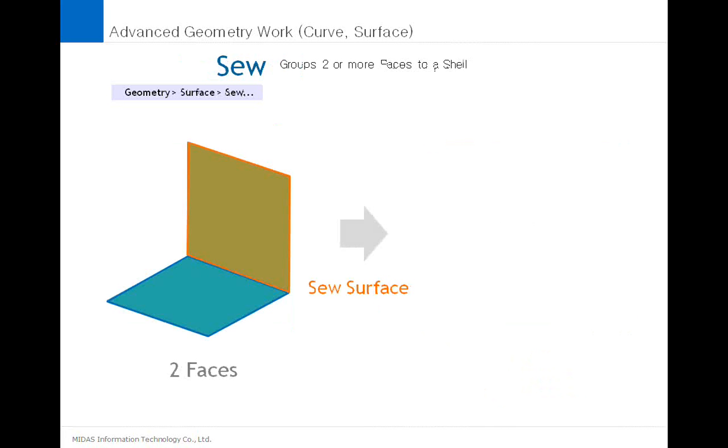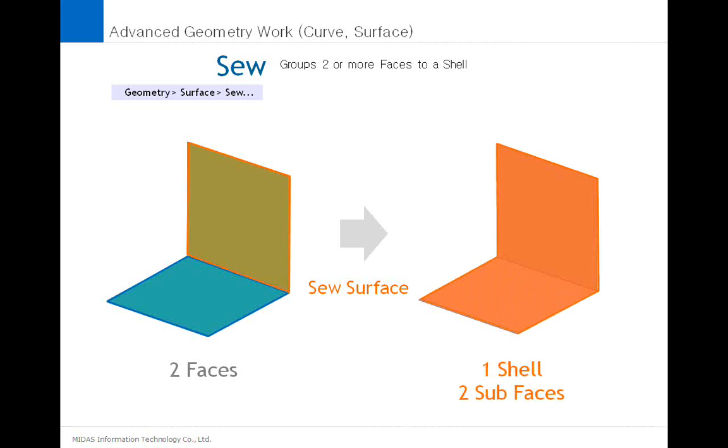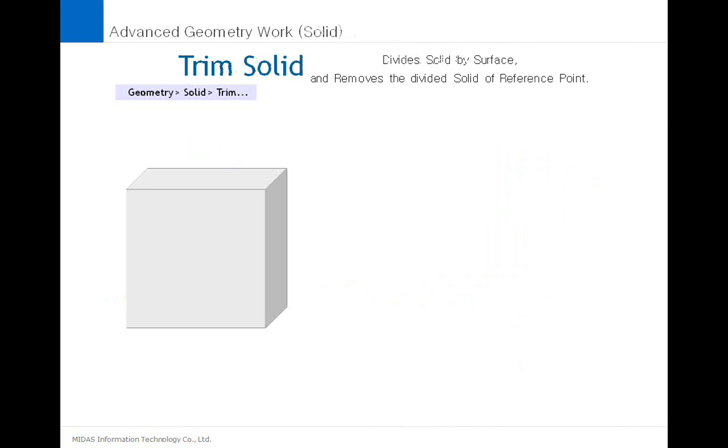So, we can sew two surfaces to create a single surface. It will be a single surface; it won't have a separate identity of two surfaces. Now the two surfaces have been clubbed together by using sew surface, and MIDAS GTS provides this function. Now it has one shell and two subfaces.